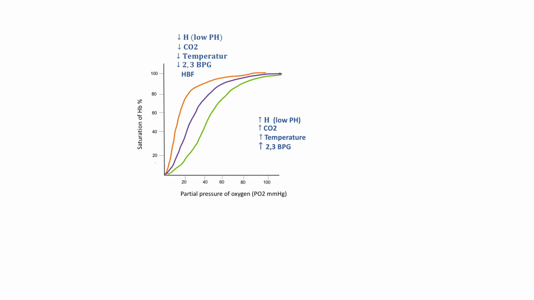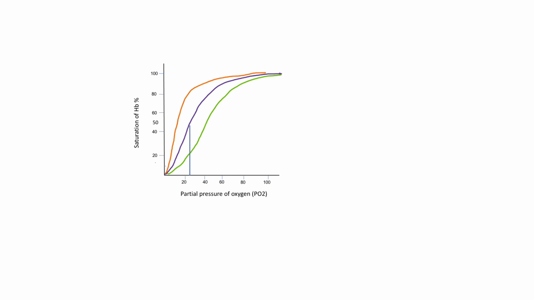Another factor that affects affinity of hemoglobin for oxygen is 2,3-BPG. In this graph, we can see how changes in affinity of hemoglobin affect oxygen saturation when partial pressure of oxygen is kept constant. So we can see that at the same partial pressure, there is higher oxygen saturation when affinity of hemoglobin for oxygen is high, and low oxygen saturation when affinity of hemoglobin for oxygen is low.